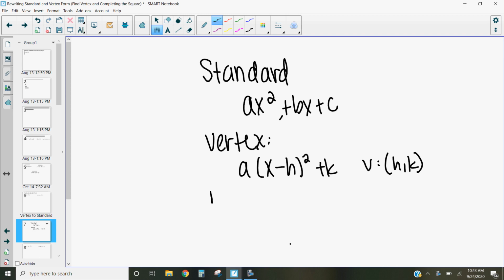And then the last one that we've talked about is called factored form. And in factored form, we have a times (x minus p)(x minus q), and that p and that q are our x-intercepts or our zeros of the function, and that's where they cross.